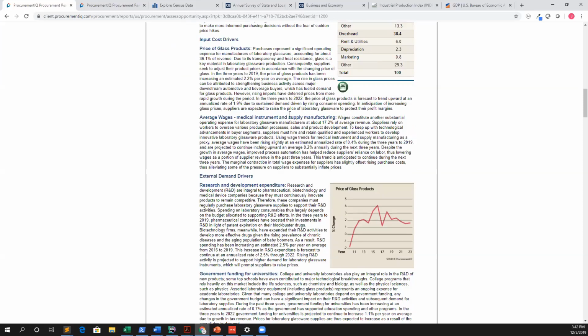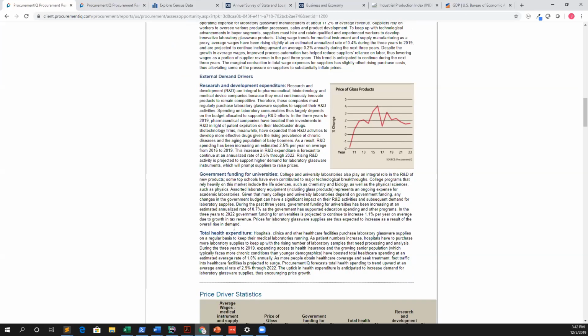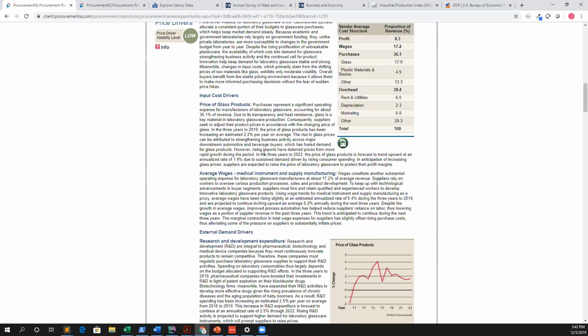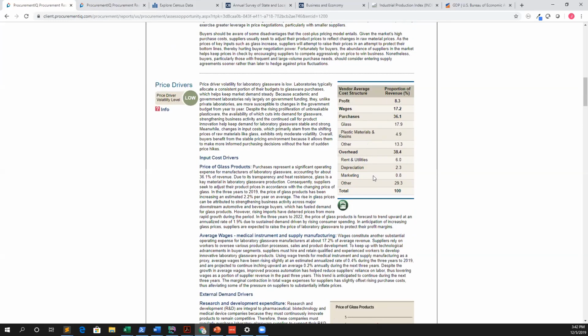This is a great tool that helps you dive into that. It will also give you some other external demand drivers that may have an influence on pricing. Those will be larger trends like total expenditure on healthcare, government funding, et cetera. But this is certainly a great way to find a lot of that information about pricing in a particular commodity. So by comparison, this is a product that has a relatively low profit margin, based a lot on raw materials of glass and plastic and other resins.